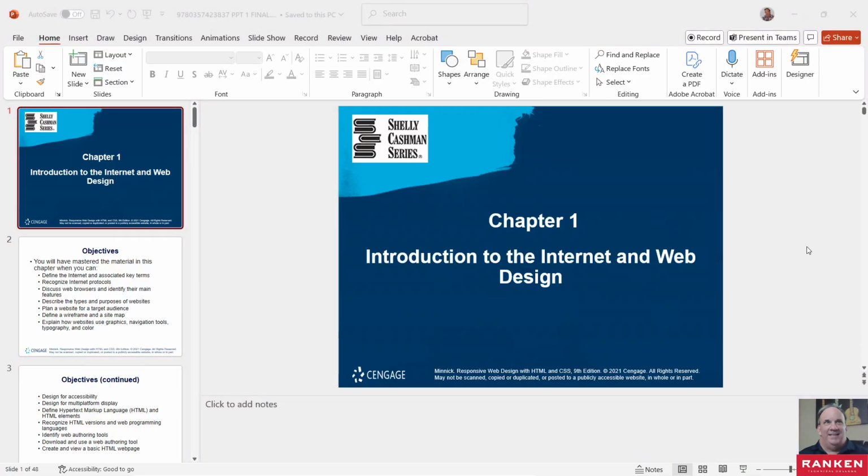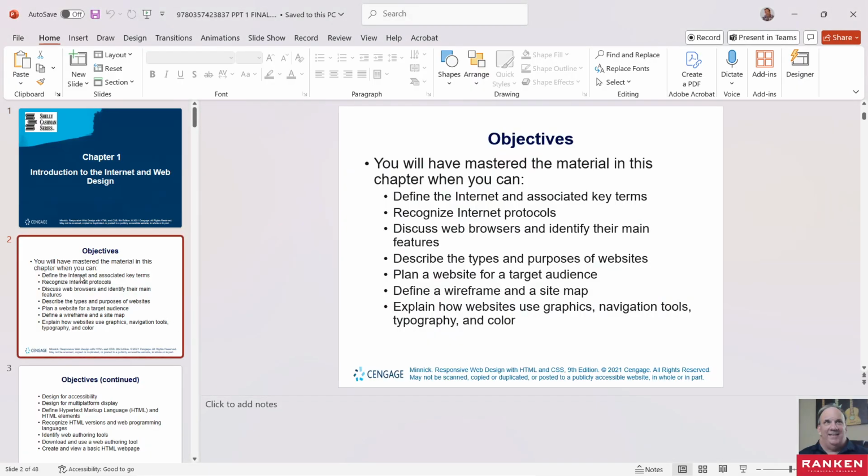Chapter 1 is about introduction to the internet and web design. Our objectives: define the internet and associated key terms, recognize internet protocols, discuss web browsers and identify their main features, describe the types and purposes of websites, plan a website for a target audience, define a wireframe and a sitemap, explain how websites use graphics, navigation tools, typography, and color.